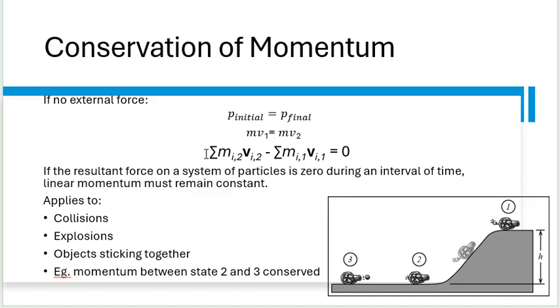Here, of course, we come into a series of m, because there are a lot of them. It doesn't really matter what that is. If you do not have an external force, you're going to end up getting 0 for any kind of system that you are studying. So if the resultant force on a system of particles is 0 during an interval of time, your linear momentum must remain constant. That applies to collisions, explosions, and objects sticking together. In the example here, your momentum between state 2 and 3 is completely conserved.